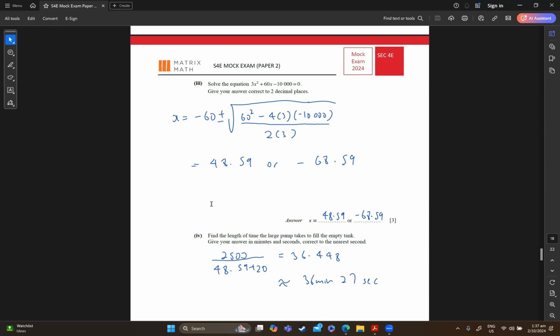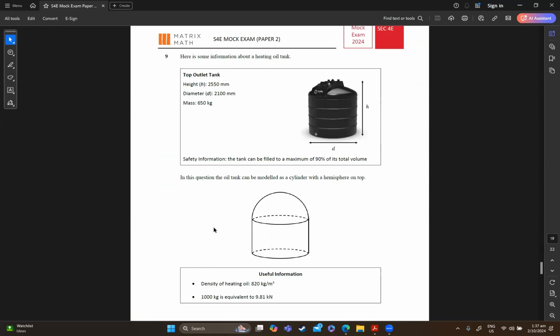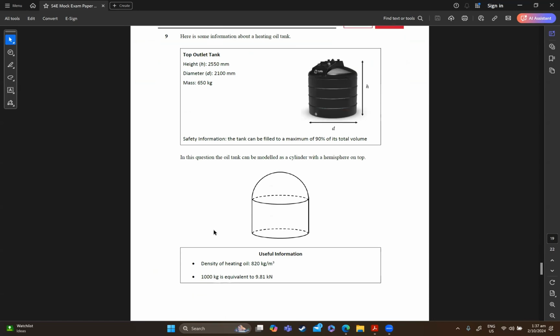Okay, now let's move on to the last question. When you observe this question, this is how the actual object looks like. But for reference's sake, they decided to map this object to look like a cylinder with a hemisphere on it. One thing to take note of is that in the actual object, you cannot fill the tank to 100%. 90% is the maximum capacity, remember that. So whatever calculations you do, later you just multiply it by 90%.